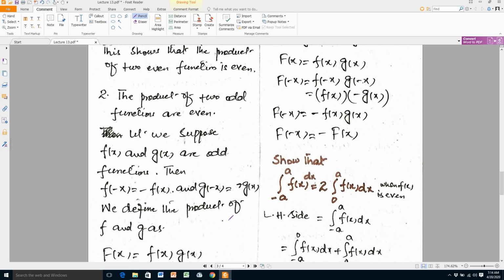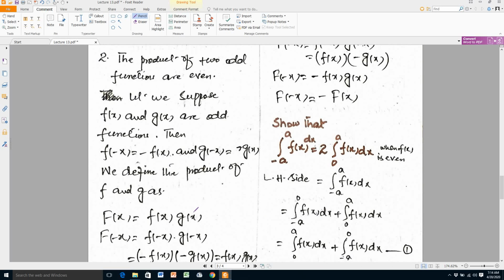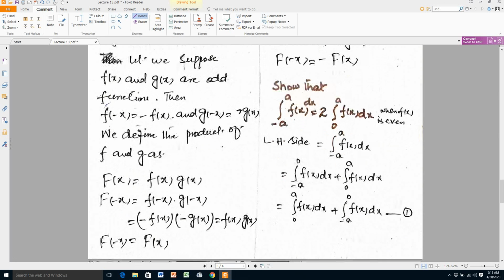Now we define the product of f and g as F of x is equal to f of x times g of x. Here we substitute minus x in place of x, so F of minus x is equal to f of minus x times g of minus x. And you know that f of minus x is equal to minus f of x and g of minus x is equal to minus g of x.